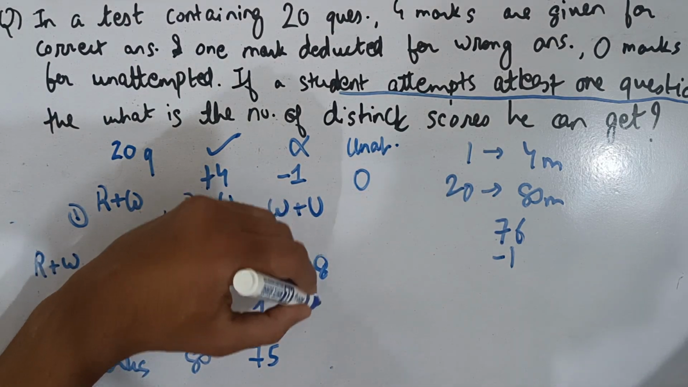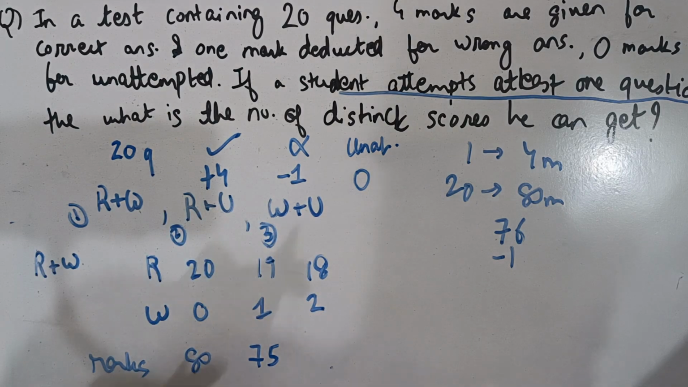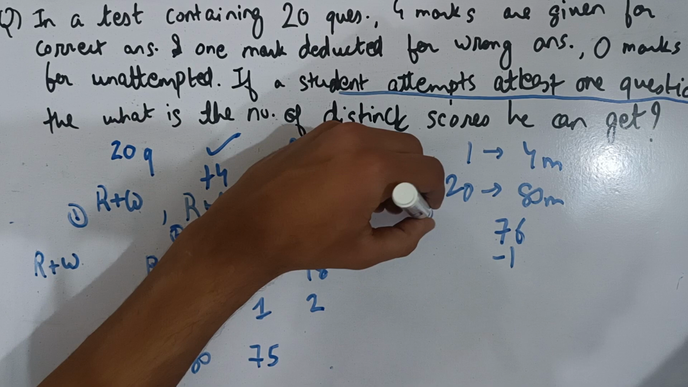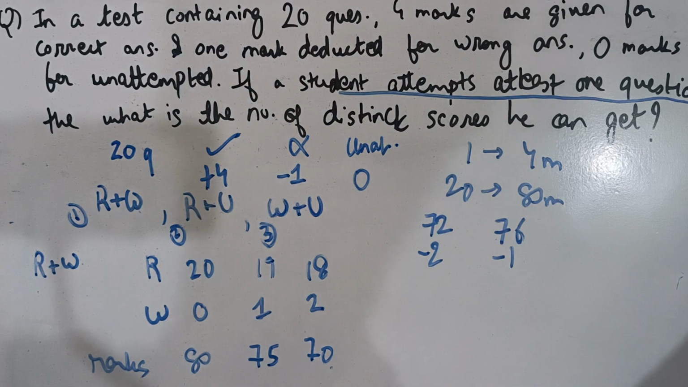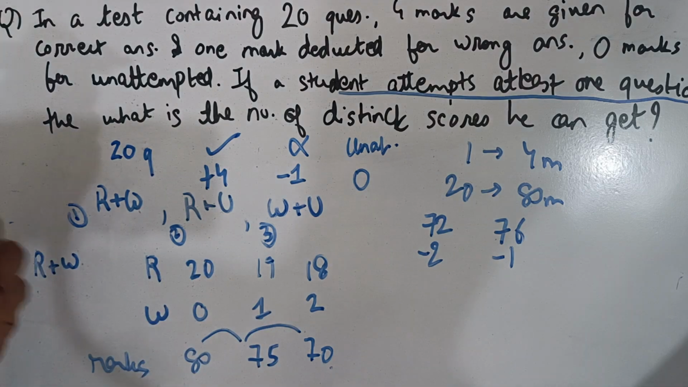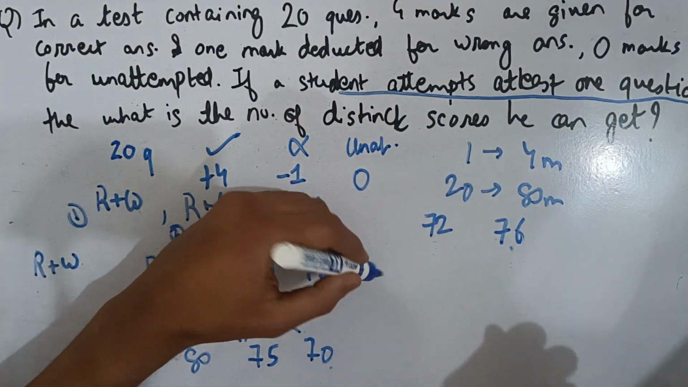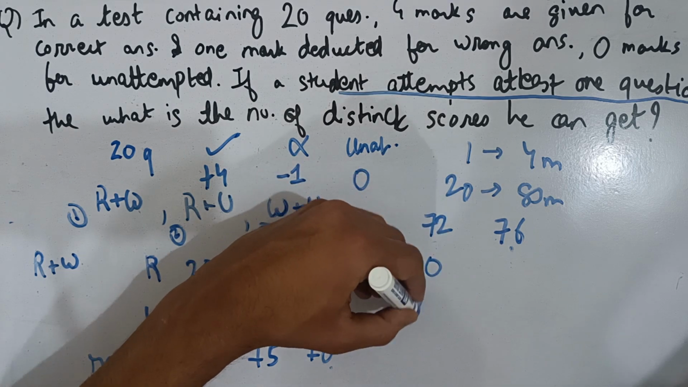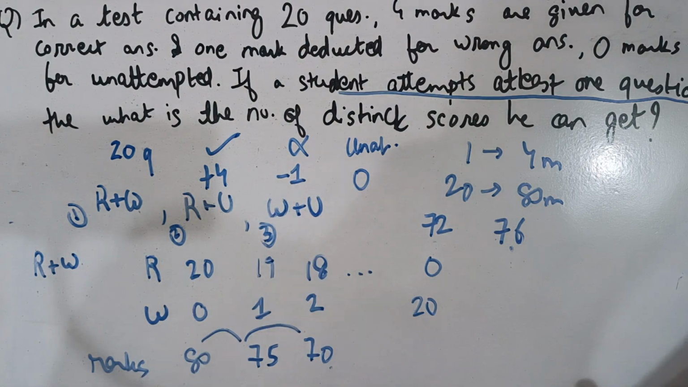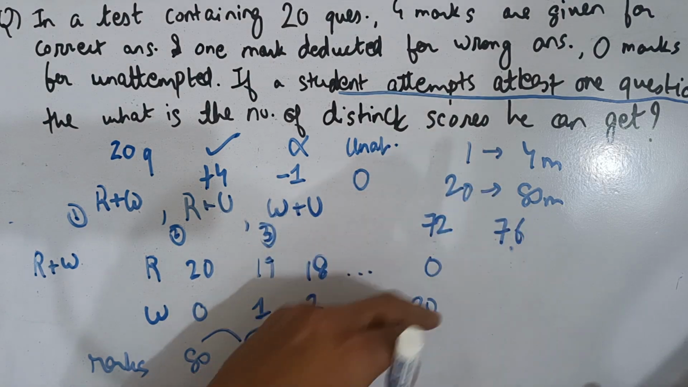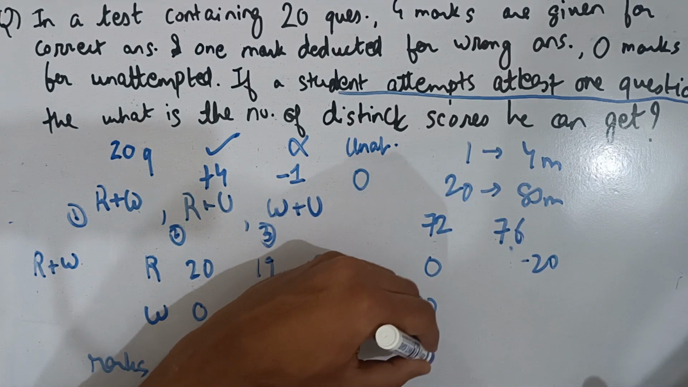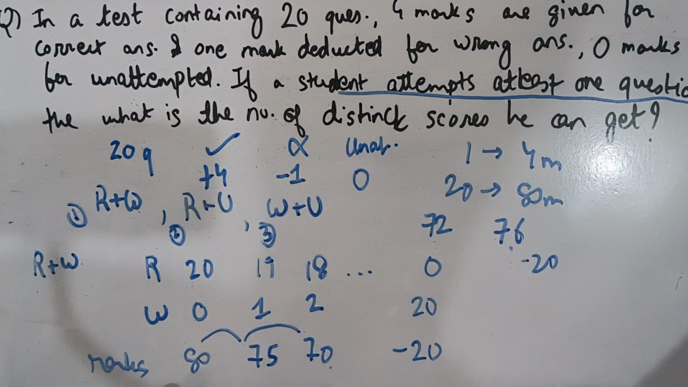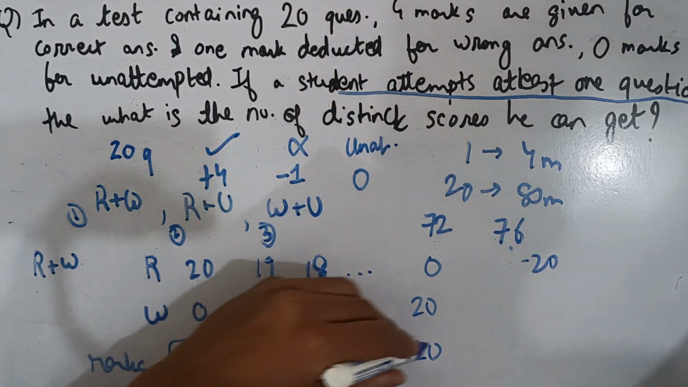If he does 18 questions right and 2 questions wrong, for 18 questions he'll get 18 into 4, that is 72, and for the two wrong questions, 2 marks are deducted, that is 70. You can see the formation of an AP here: 80, then 75, and then 70. For the last one, the student does 0 right questions and all the questions wrong. For 0 right questions he'll get 0 marks, and for 20 wrong questions, minus 20 marks would be deducted, so his score would be -20. So this is the AP from 80 to -20.